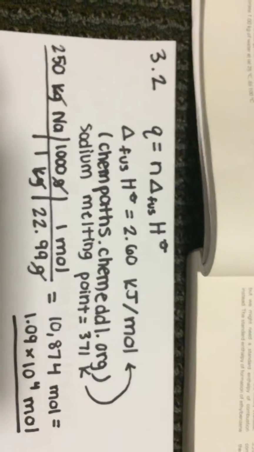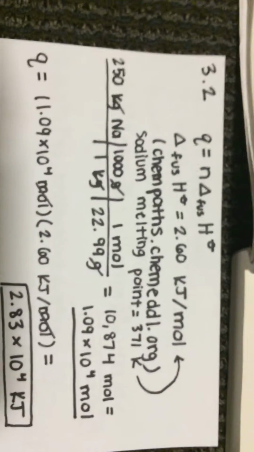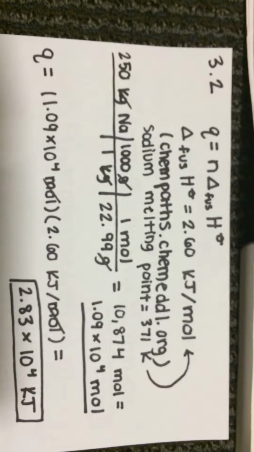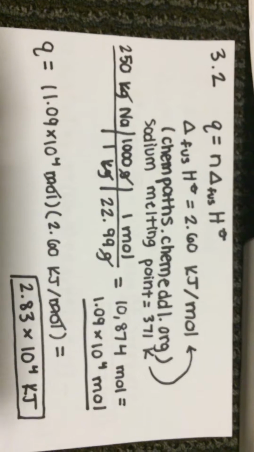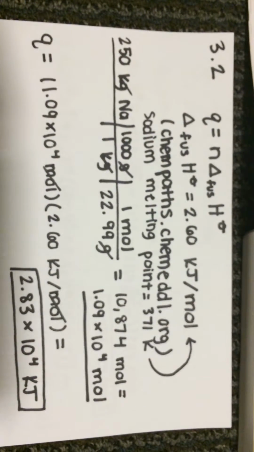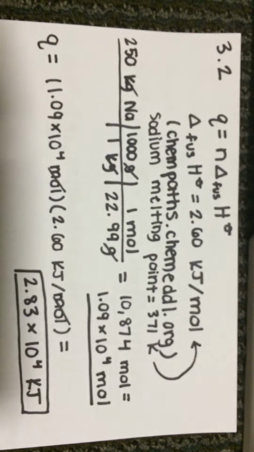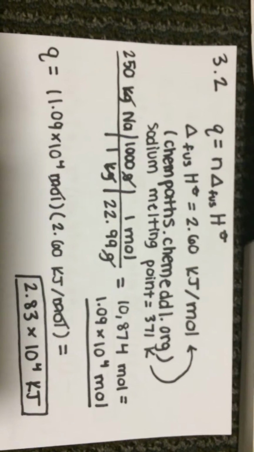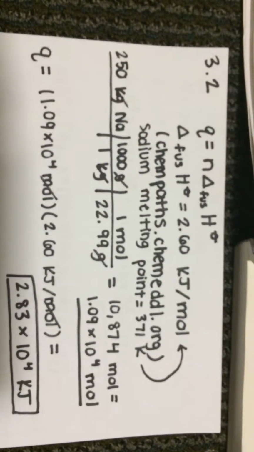So now we have everything we need to solve the problem, and we plug everything in. Q equals 1.09 times 10 to the fourth moles times 2.60 kilojoules per mole, and our answer is 2.83 times 10 to the fourth kilojoules. So that is how we solved that problem.